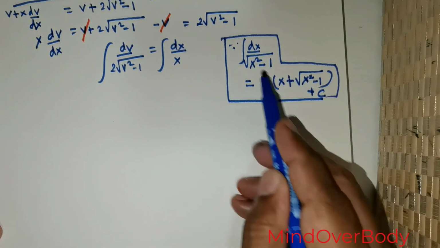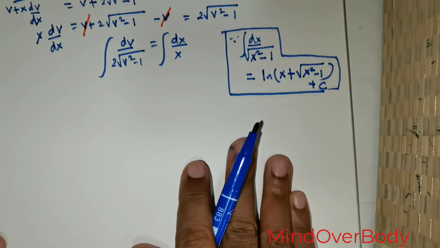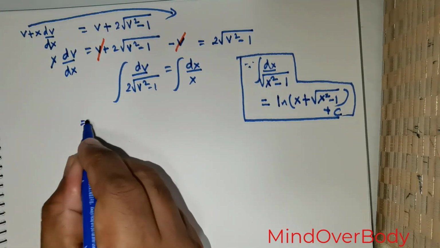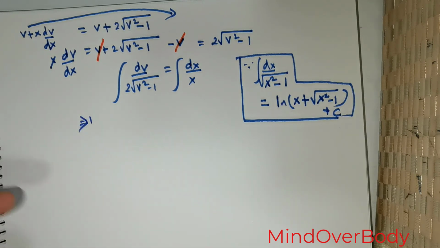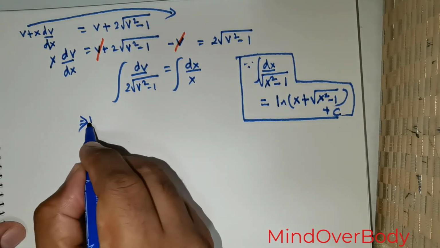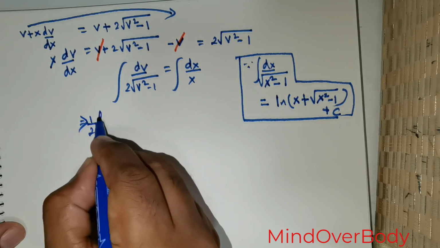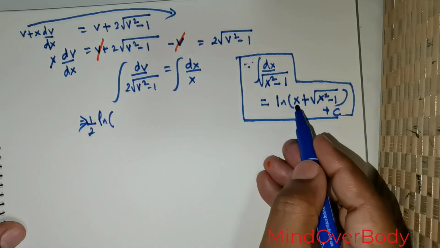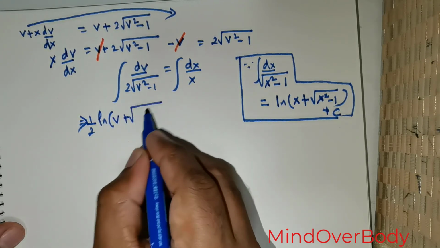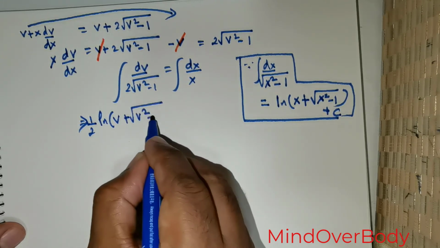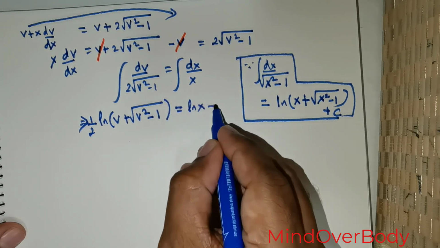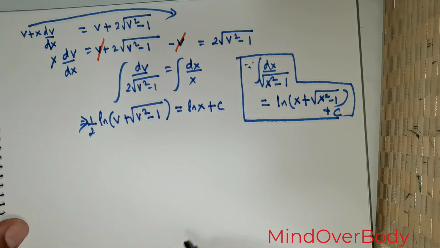So in place of x I've got v, so this can be rewritten as, in fact I need to use implies because I got an equal sign already. So this is going to be 1 over 2 times ln of, in place of x I will have to use v, v + square root of v² − 1 is equal to ln of x + c. So this is what I've got.